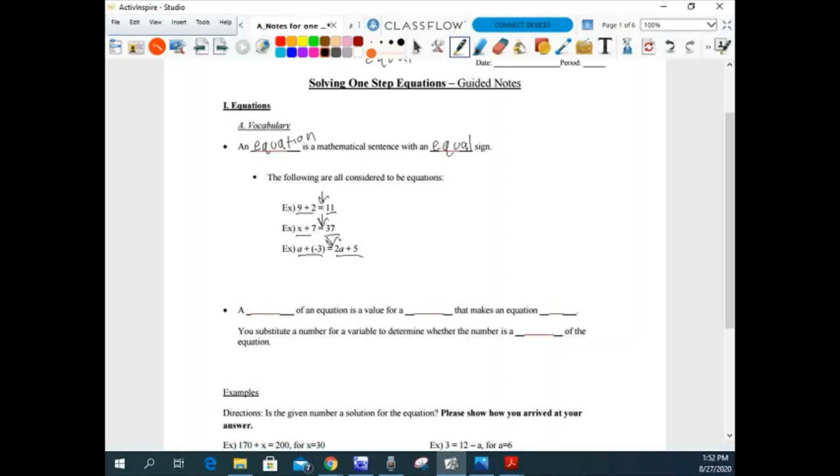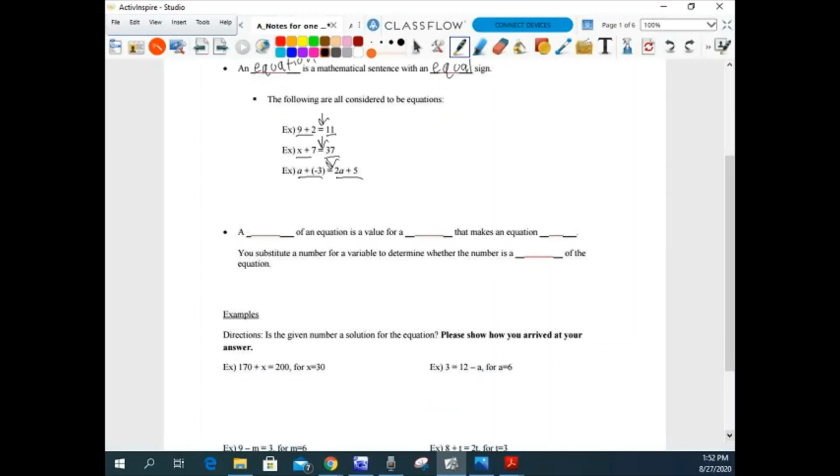Now, a blank of an equation is a value for a blank that makes a blank. I know that's a lot of blanks, so I'm just going to fill this in right here, okay? A solution of an equation is a value for a variable that makes an equation true. Now, if you substitute a number for a variable to determine whether the number is a solution of the equation, if it's a solution.